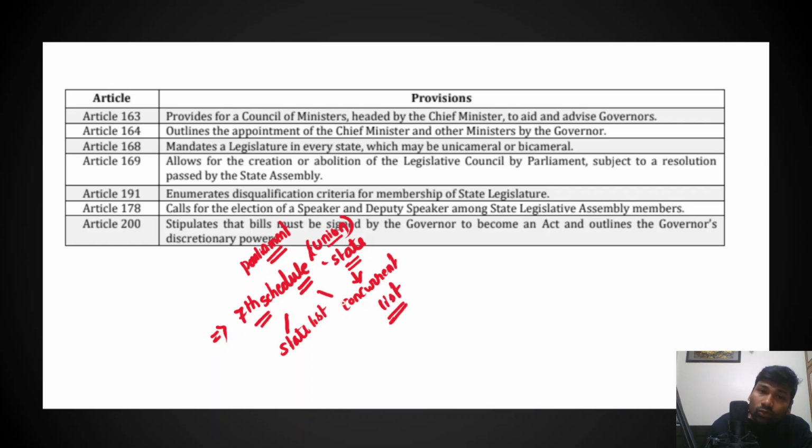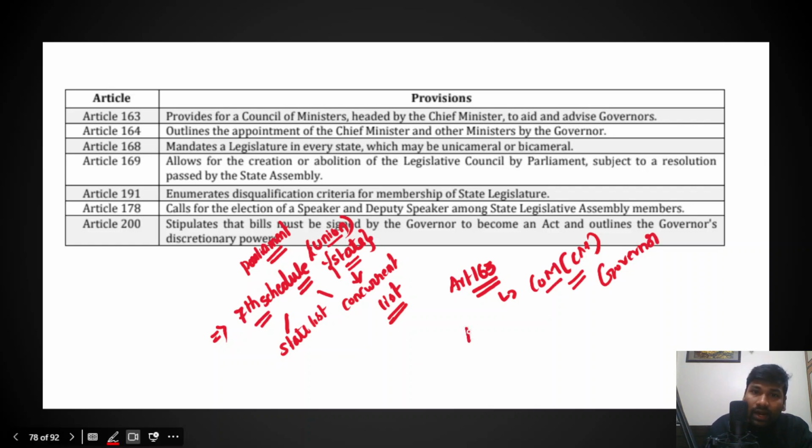So therefore, it is also important for us to understand the powers of the state legislature and the constitutional provisions that deal with the state legislature and executive. First article is Article 163 of the Indian Constitution. Again, it talks about the Council of Ministers, who are headed by the Chief Minister to aid and advise whom? To aid and advise the governor.